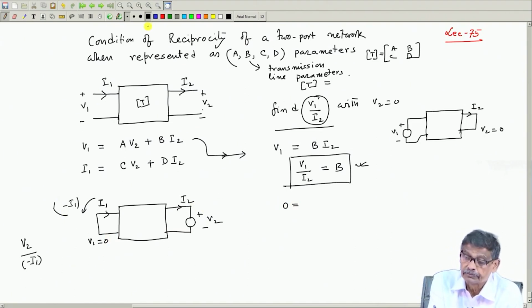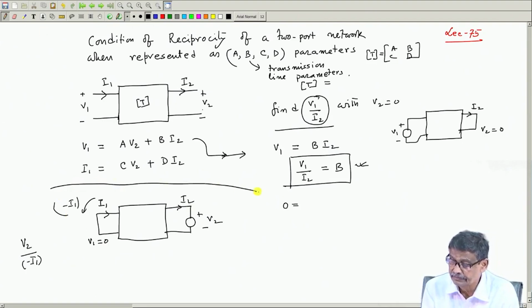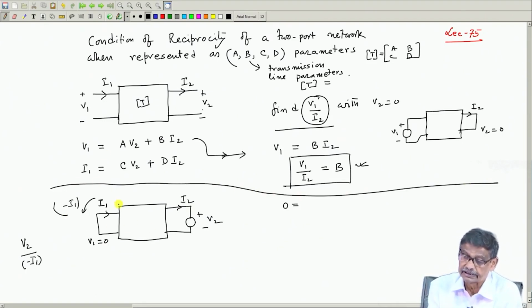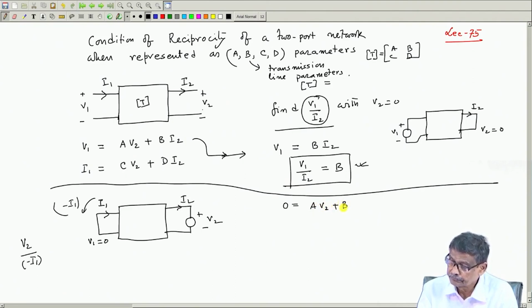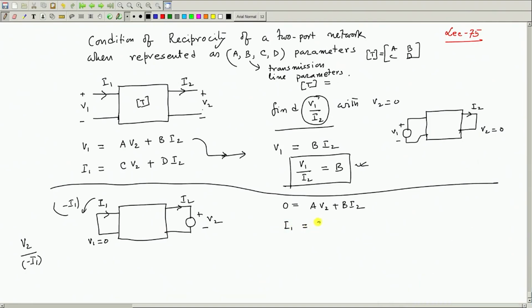This is the second experiment we are doing, put a horizontal line here. The first experiment is over, and this equation is fundamental. V1 equal to 0 should be equal to A into V2, which is not 0, plus B I2. And the second equation is I1 equal to C V2 plus D I2. Nothing is 0 here, but you want to find out V2 by I1.